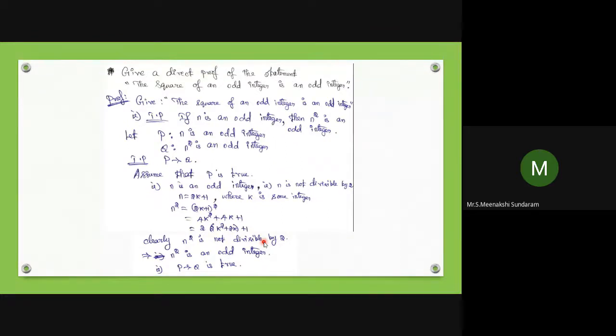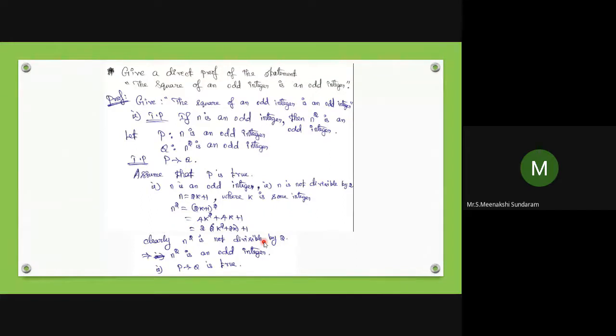Some more examples we can go for here. Give a direct proof of the statement: the square of an odd integer is an odd integer. So if you square any odd number, we get an odd number. They are specified as integers, and we already know the integers are a number system: 0, plus or minus 1, plus or minus 2, and so on. So the square of an odd integer is an odd integer.